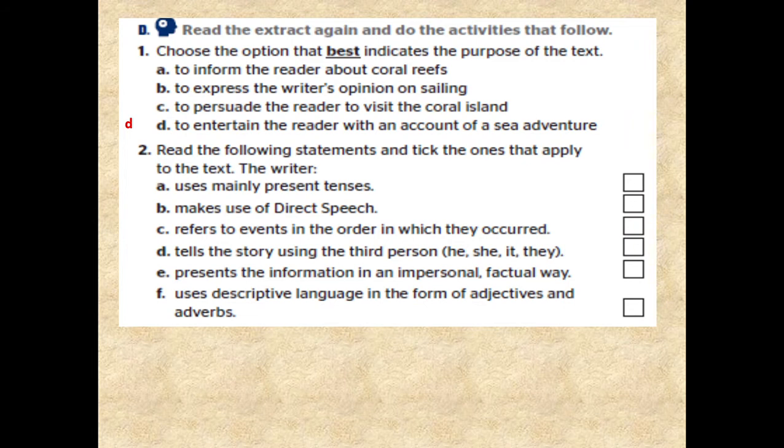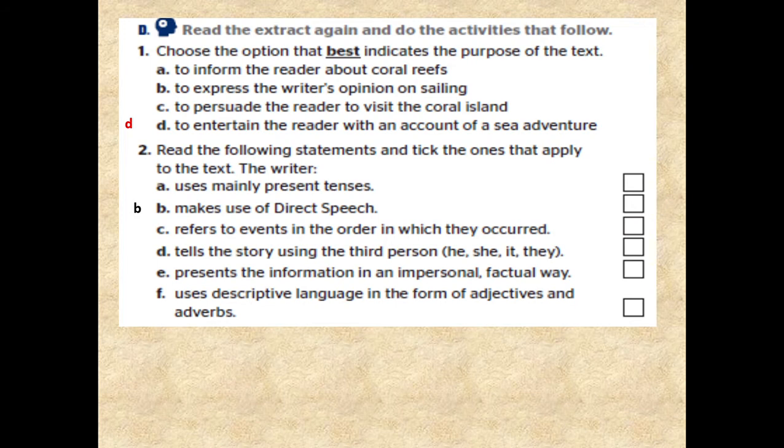Question 2. Read the following statements and tick the ones that apply to the text. The writer uses mainly present tenses? Of course not. He uses past tenses. The writer makes use of direct speech? Of course. Don't forget it's a narrative technique. It has a big effect on the reader and the story itself. It makes the reader get involved in the story, and it makes the story alive.